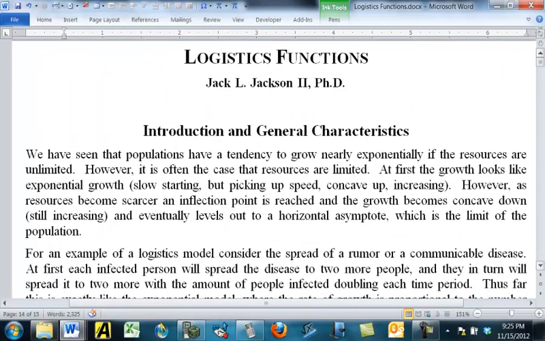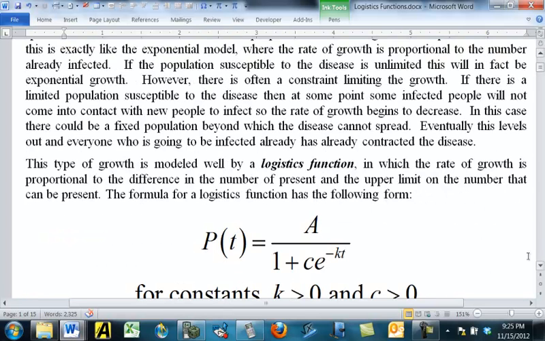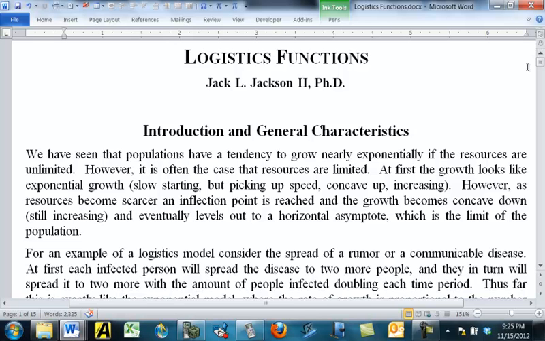So we've talked a little bit about logistics functions. We talked about what the formula looks like. We talked about what happens to the graph if you change the different parameters. And we've seen a couple of real-world examples for it. And we've also seen how we can use regression to take some data that's approximately logistic and model it well with a logistics curve.